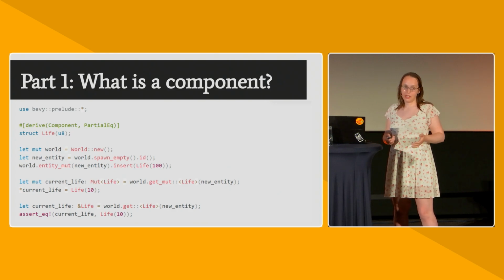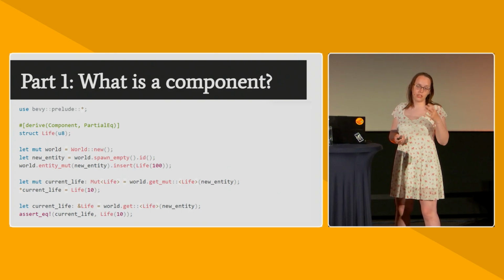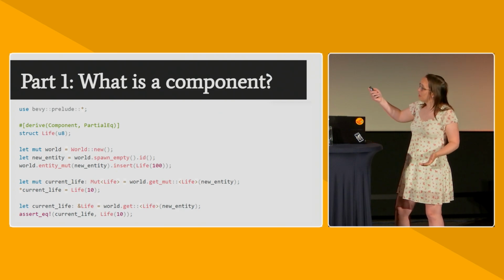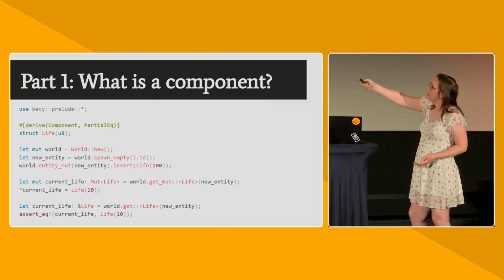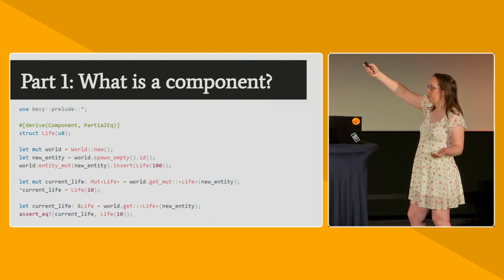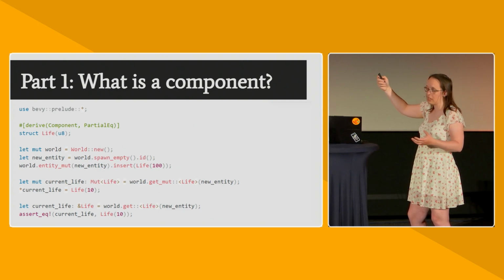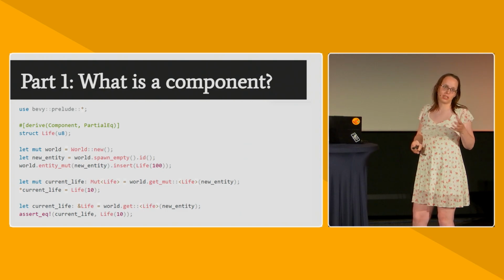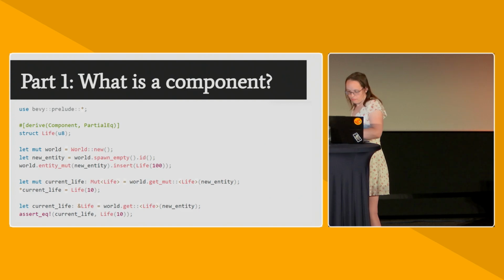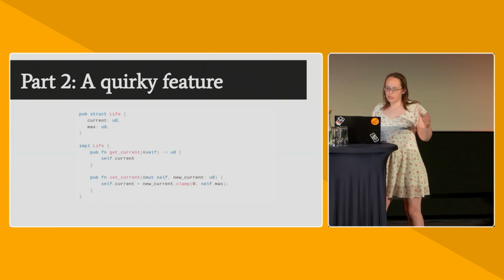Then once you have it in the world, you can query it and you can access it and you can mutate it in whatever way you so please. So if we have a little code example here, you start off by defining a life component. You create a world. You spawn an entity. You insert the component onto that entity, and then you can actually access that component for that specific entity, and you mutate it and read it, and you do things like assertions. Very, very straightforward, except for the fact that it's all type erased.